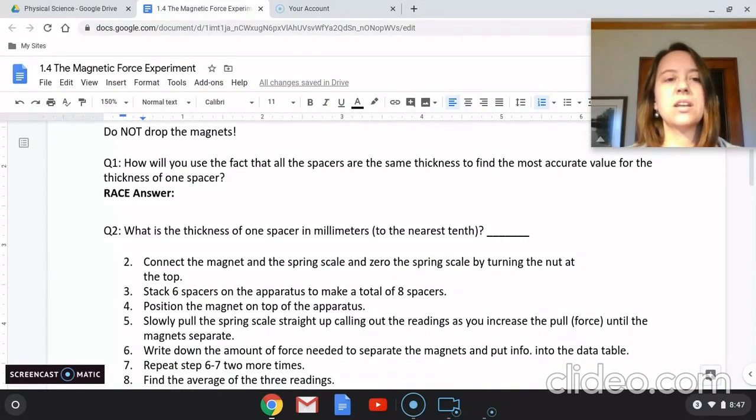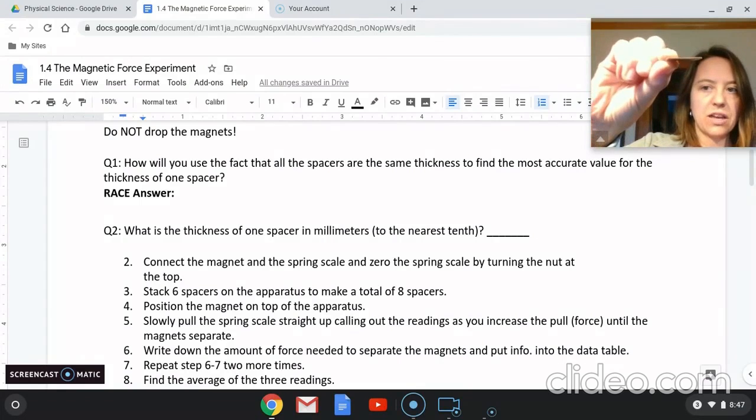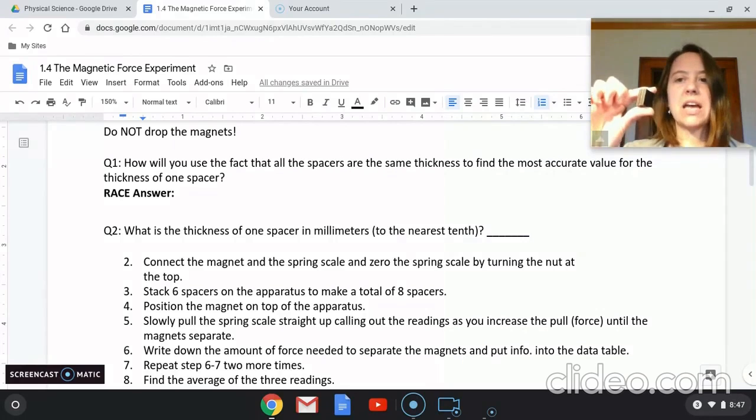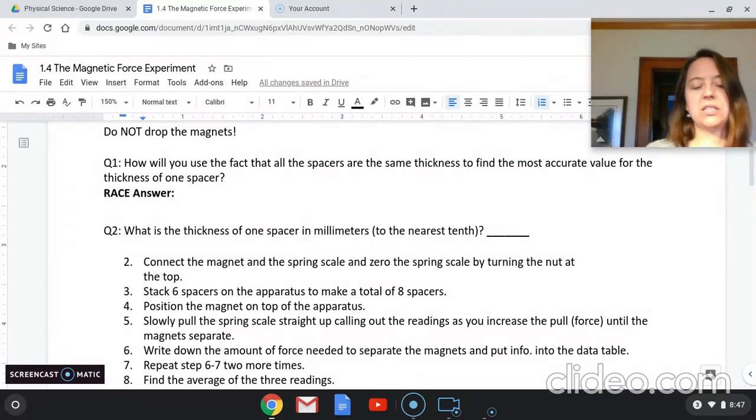Okay, question 1. How will we use the fact that all the spacers are the same thickness to find the most accurate value for the thickness of one spacer? So we get out our spacers and we can see that they are actually quite thin, so it's hard to measure the thickness of one of them. But if we put them all together, measure them all together, and then divide by that number, then that will be easier. So I'm going to put them all together.